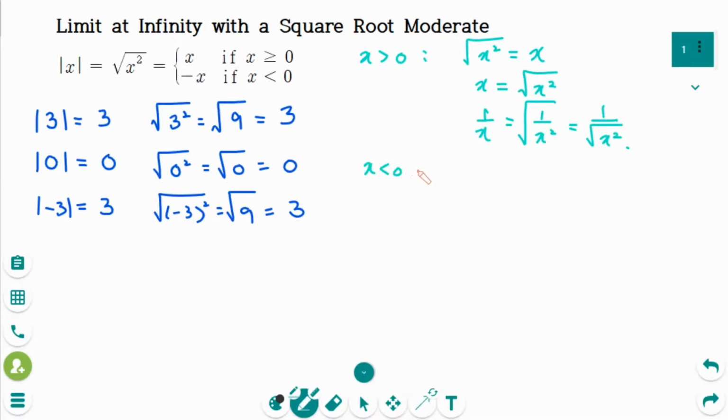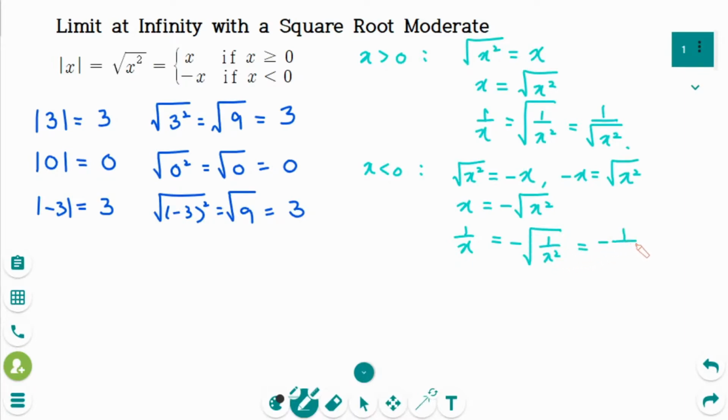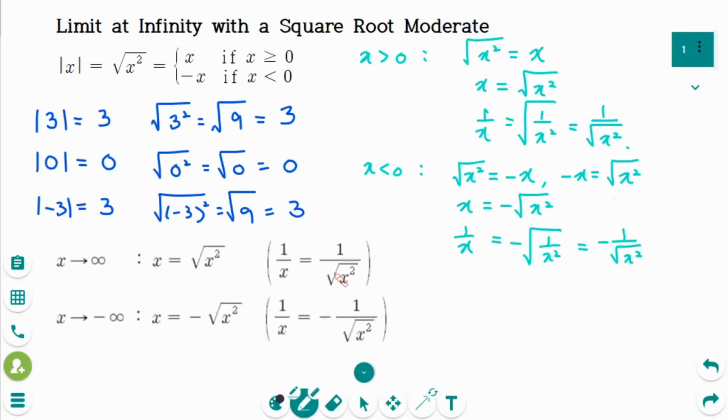If x is negative, causing x to approach minus infinity, then square root of x squared is minus x. If we switch sides to focus on x, then x equals minus square root of x squared, creating the reciprocal form 1 over x equals minus square root of 1 over x squared, which equals minus 1 over square root of x squared.